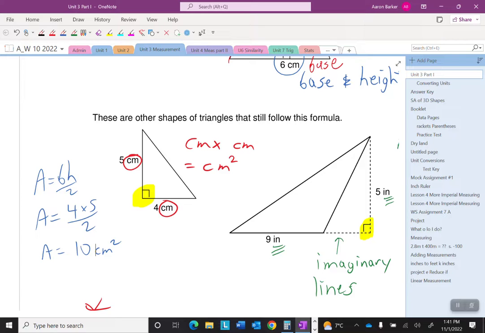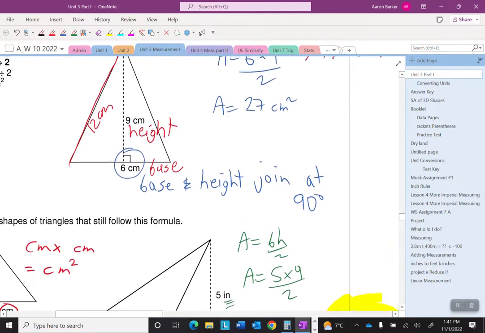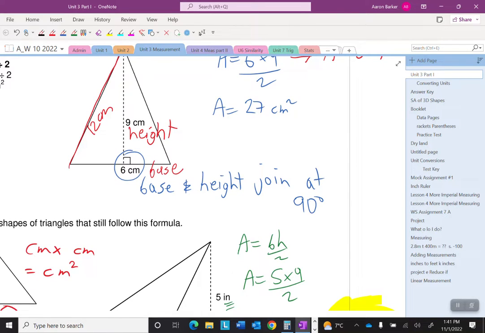What's the next thing? Nevaeh? Substitute. Good job. So what do we substitute in? The 9 and the 5. So A equals what? Good job. Awesome, Nevaeh. Well done. Okay, so we're at this stage right now. Area equals 9 times 5, or 5 times 9. Doesn't matter. Right? We'll still divide by 2. Do that on your calculator. Show me what you get.